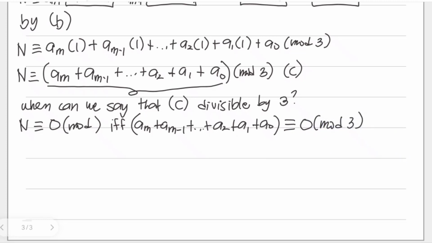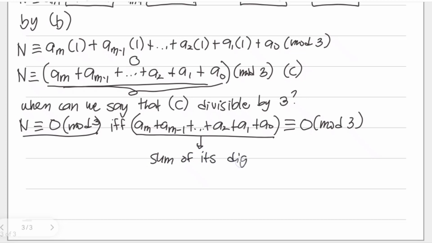This is only true if the entire expression here will give us a result of 0 modulo 3, because if this is congruent to 0 modulo 3, as you substitute 0 here, you will have this form. By the way, this is a 3. So what does it tell us? What is this? This is actually the sum of its digits, right? The sum of digits will have a remainder of 0 when divided by 3.